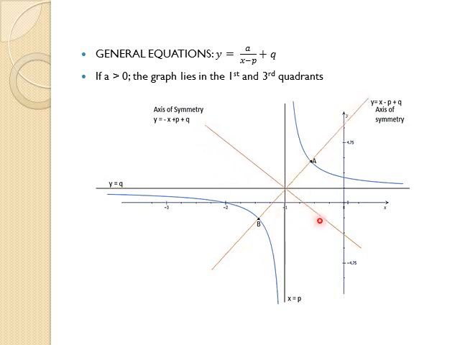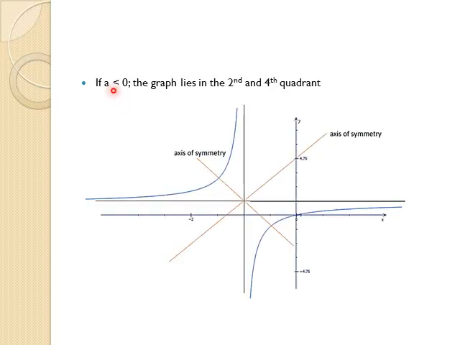Axis of symmetry means a line that cuts the graph in such a way that either side of it looks identical to the other, meaning I can take that and flip it right over p, and if I continue, I can take this and flip it straight over. So it has two axes of symmetry. If a is less than 0, my graph, as you can see there, will lie in the second and fourth quadrants. And there's my axis of symmetry.